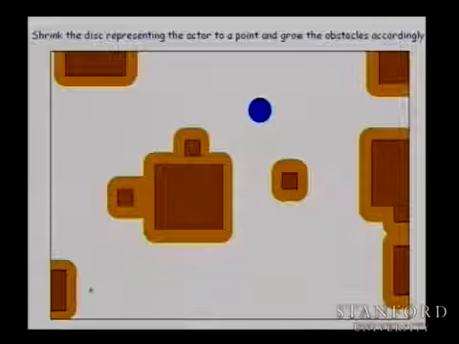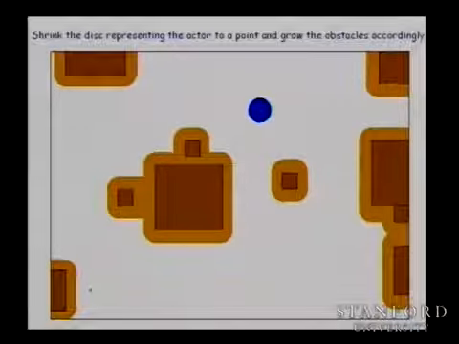Okay, so let's say we have an environment with obstacles here, and we have a point robot, a small circular point robot that we want to move around this environment. That robot actually has a radius. It's not just a point, but it has substance. So what we can do is plan in configuration space.